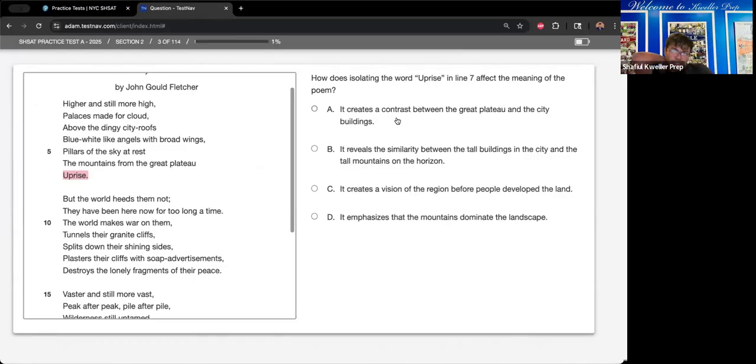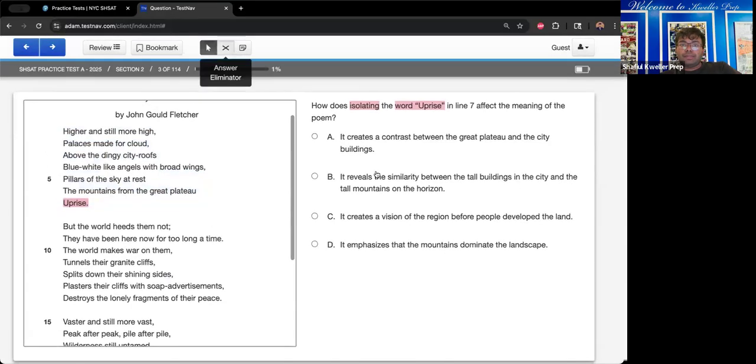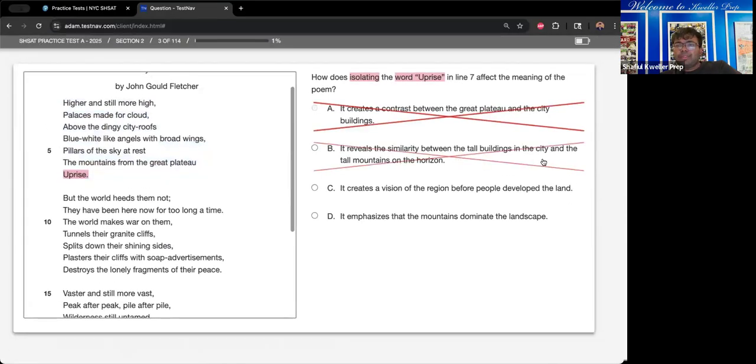Although I agree that there is a contrast, I don't agree that the word uprise causes this contrast between the Great Plateau and the city buildings. Again, we have to focus on specifically what the word uprise means. The fact that it's isolated is the main thing, not what the whole stanza means, but why the author isolated it. The author usually isolates words to put emphasis on them. Here specifically, the fact that the mountains are uprising. So there's no contrast being shown through this. Reveals a similarity between? No similarity either. Tall buildings in the city, tall mountains on the horizon. There's no similarity, and the mountains are above the city anyways.